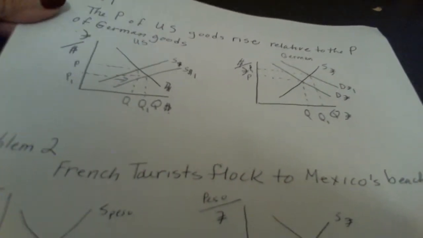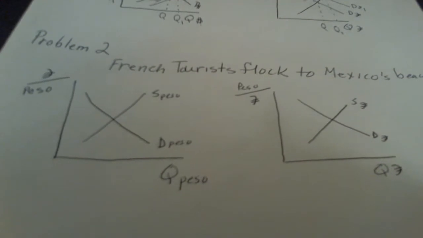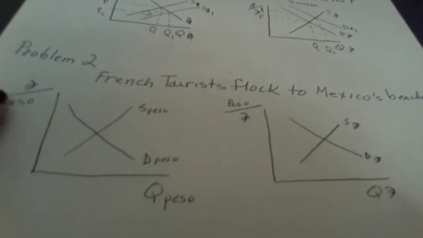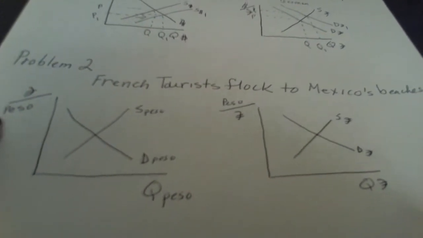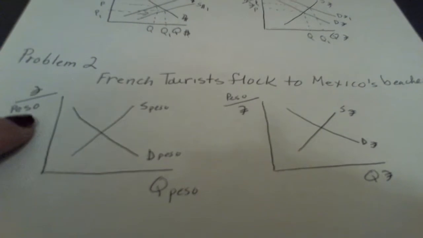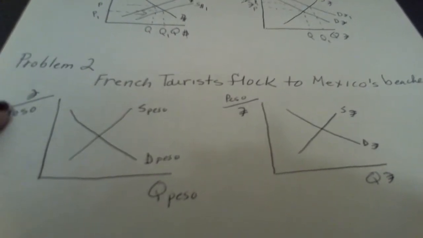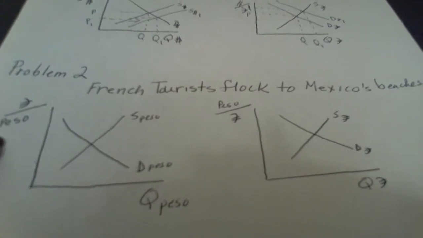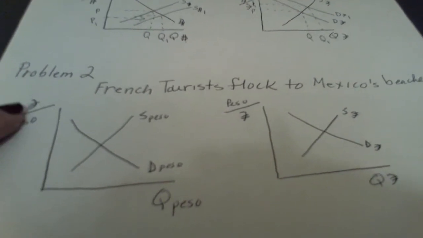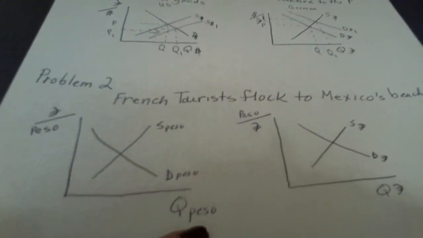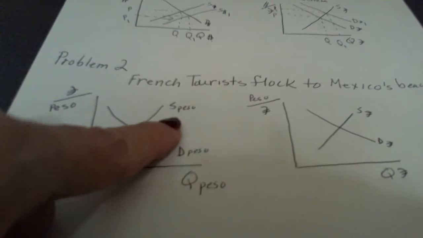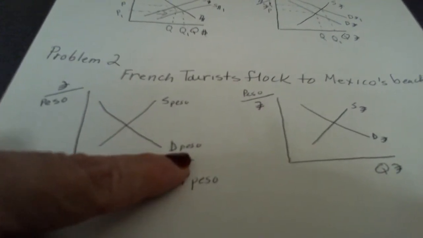So we're going to have two graphs. This time it's going to be euros per peso. If you don't know the symbol for a particular currency, you can always write the name of the currency out. You don't have to use the symbol, but you do have to label it. Remember, this is the price of pesos in terms of euros. Euros per peso. So we've got peso down here in the quantity label, supply of pesos, demand for pesos.